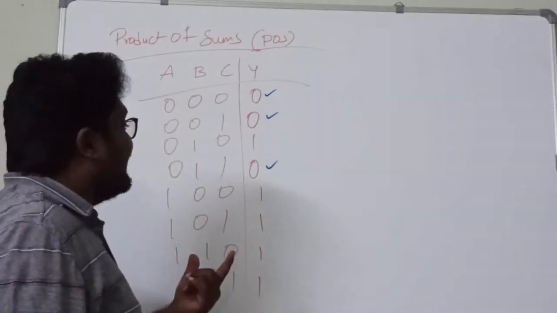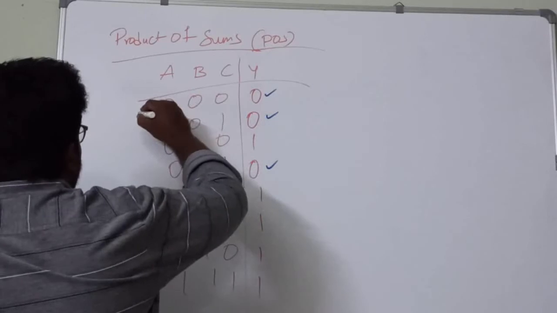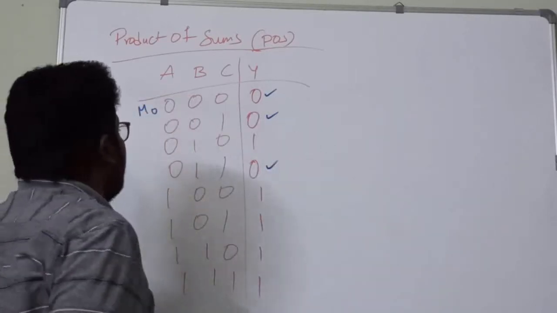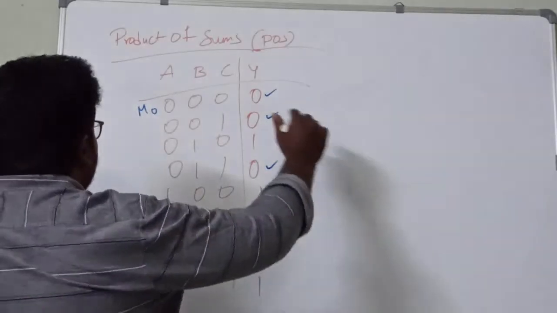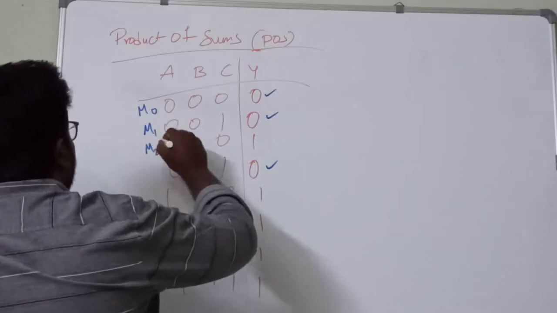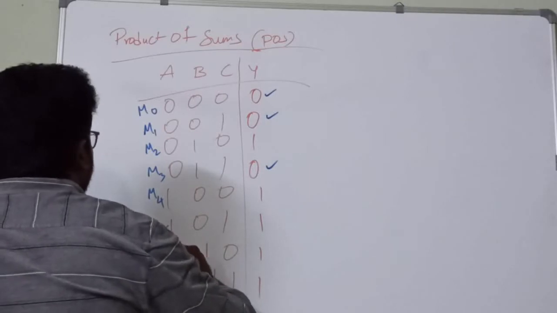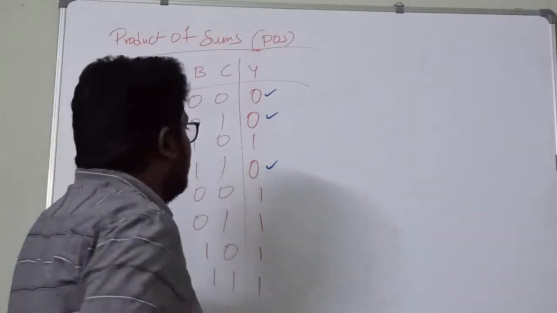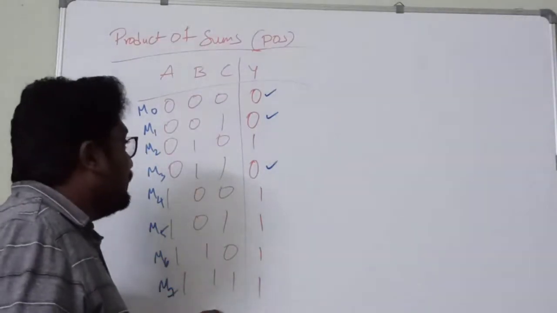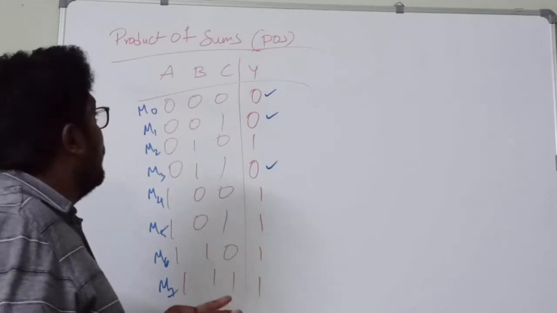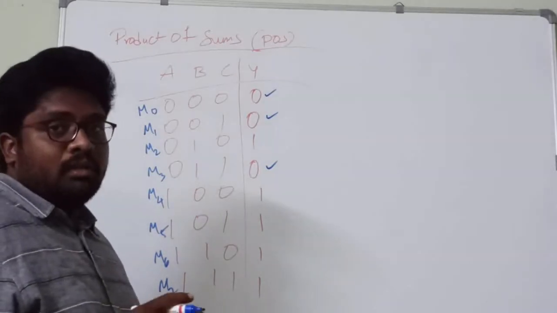First of all, let us see how to represent the max terms in the truth table. The max terms will be represented with the capital M, and the min terms will be represented with the small m. So M0, M1, M2, M3, M4, M5, M6 and M7. To find the Boolean expression by using this POS, we will be using the outputs with the lower value, the 0.